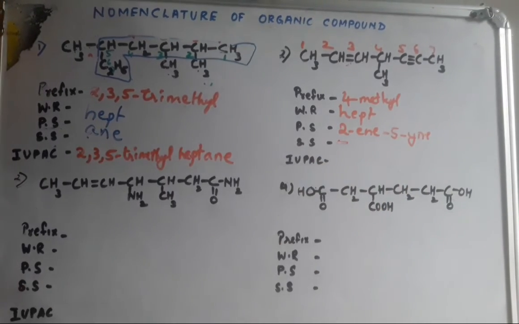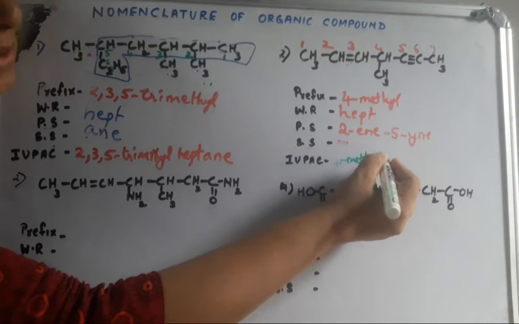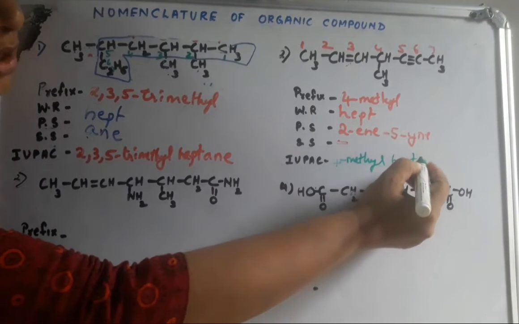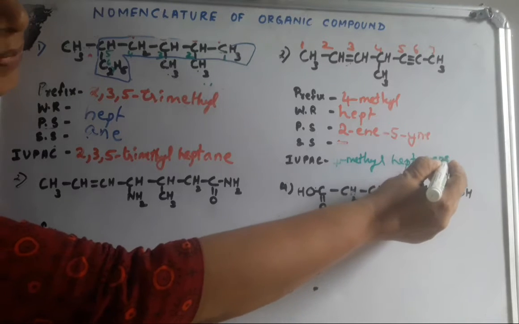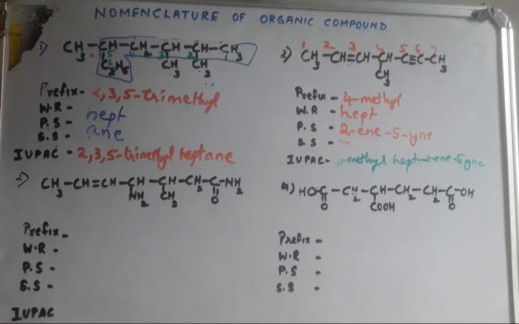So now we will write the name: 4-methyl, hept, 2-ene, 5-ine. So that is how the name is.